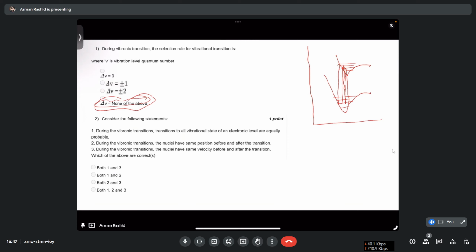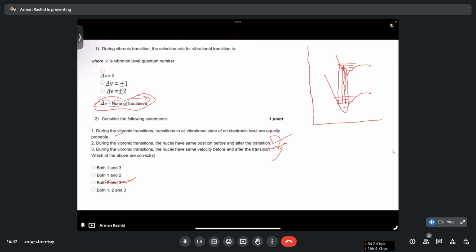The second question: if we have a vibrational transition as well as an electronic transition, what will happen? First, during the vibronic transition, transitions to all vibrational states of an electronic level are equally probable. Second, during the vibronic transition, the nuclei have the same position before and after the transition. This is the correct statement as per the Franck-Condon principle. The transitions are vertical, which means the nuclei don't change. Third, during the vibronic transition, the nuclei have the same velocity before and after the transition. So the correct answer is 2 and 3. These are direct consequences of the Franck-Condon principle.